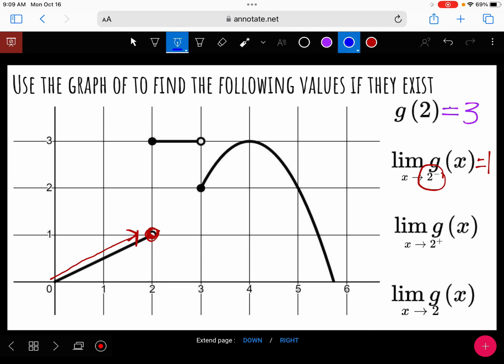So then let's look at it over here. As x approaches 2 from the positive side, from the right-hand side. That's what the little baby plus means. As x is bigger than 2 and it approaches 2, what are my y values approaching? 3.